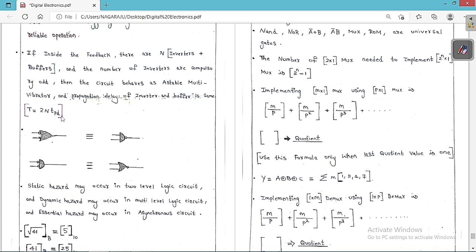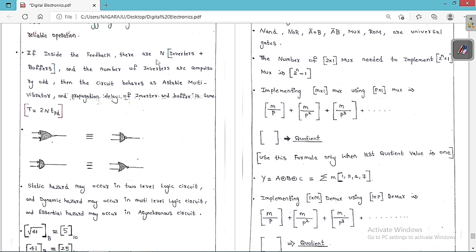Here TPD is called the propagation delay, and it is the same for both the buffers and the inverters. So this is the important point. Here n is the combination of inverters and buffers, but the number of inverters should always be odd. Then only are we going to get the square wave output, or we can say it is acting like an unstable multivibrator.